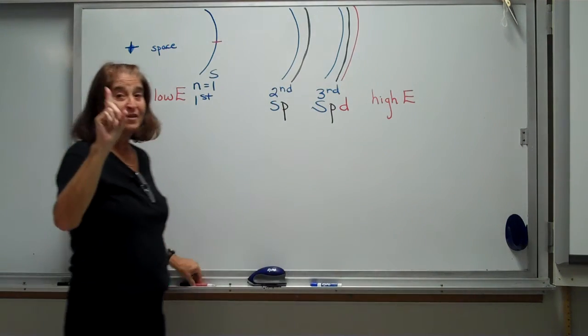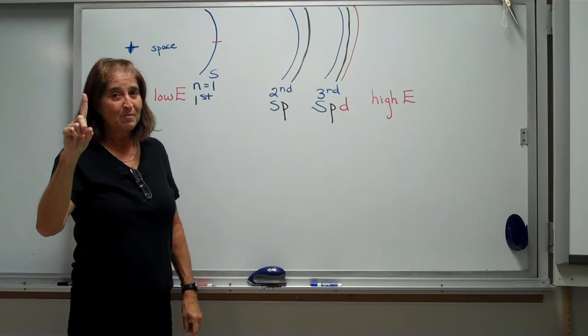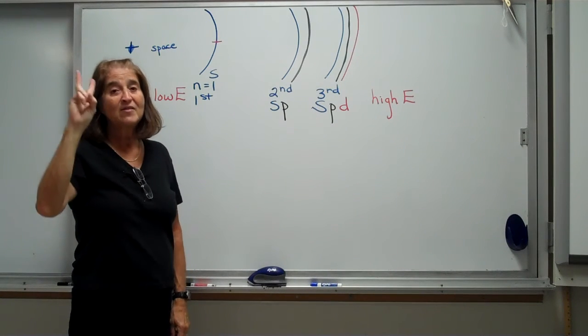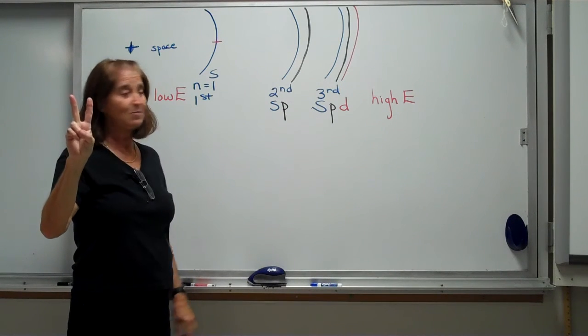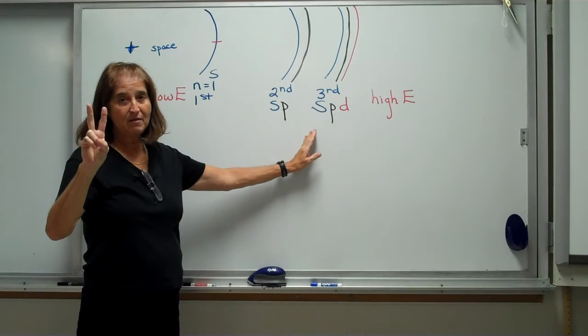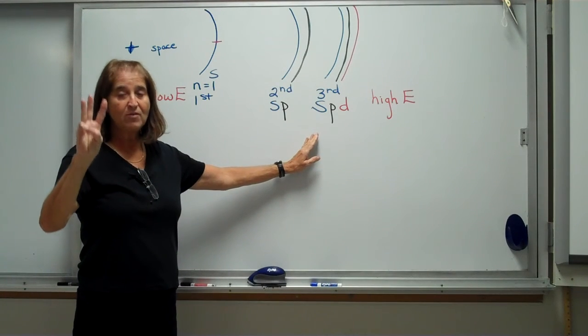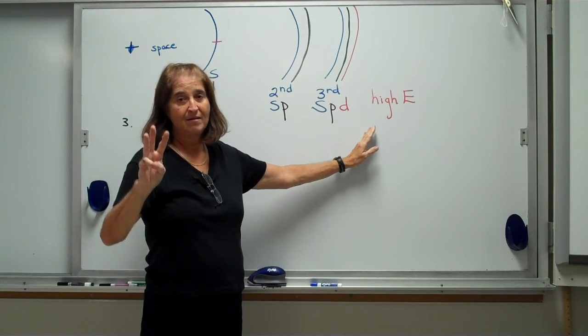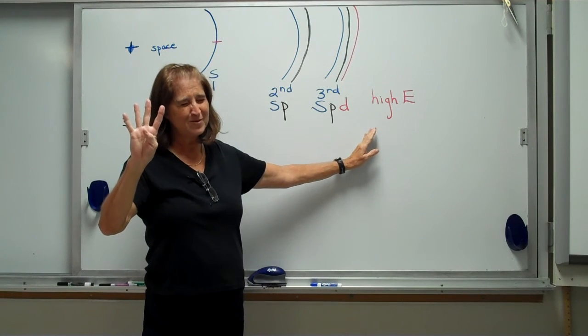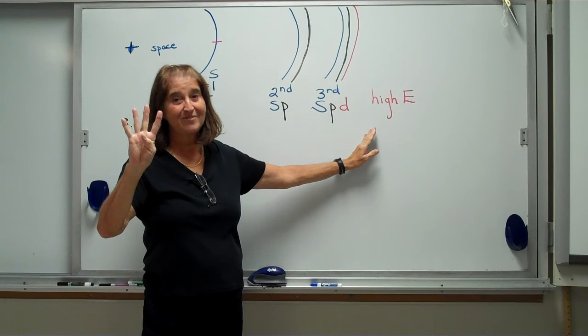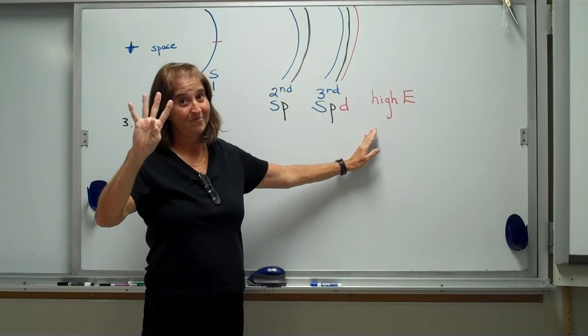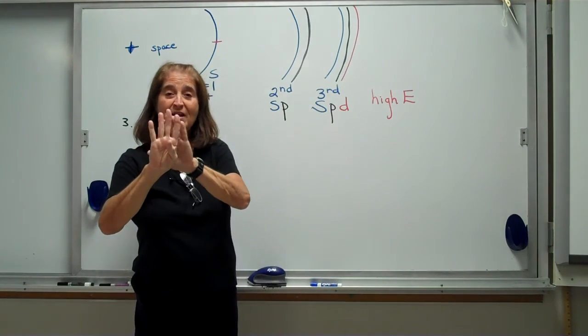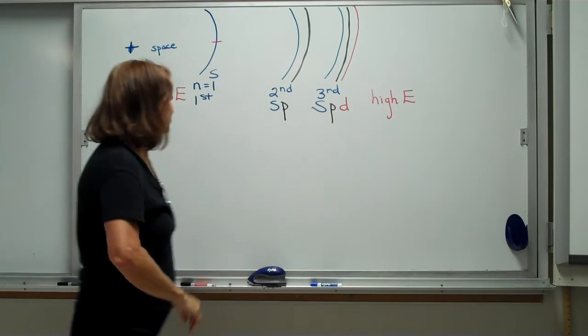So, in the first energy level, one sublevel, an S. In the second energy level, two sublevels, an S and a P. In the third energy level, three sublevels, an S, a P, and a D. How many sublevels would you find in the fourth energy level? Oh yeah, and you should know what the letter designations are.